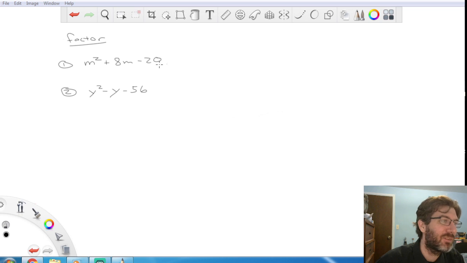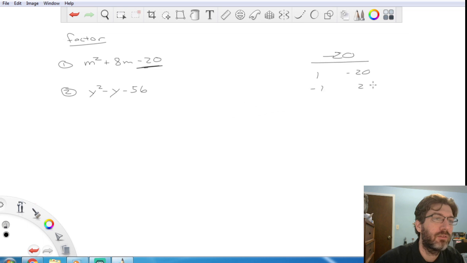Here we're going to, again, look at your C value, which is negative 20. Keeping in mind that factors of negative 20 are going to be one positive and one negative, and they have to add up to a positive 8. So the larger one has to be positive here. Factors of 20 include 1 and negative 20, and negative 1 and 20. They include 2 and 10, which are the ones we're going to use. Negative 2 plus 10 equals positive 8. So that's the one we want.